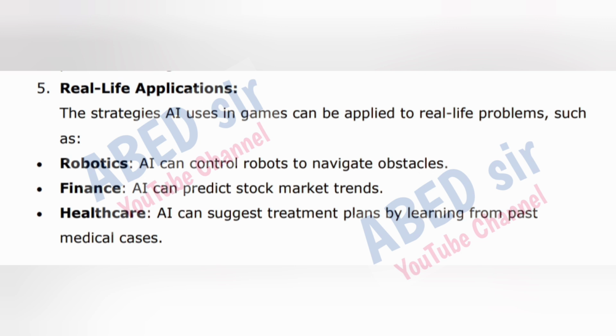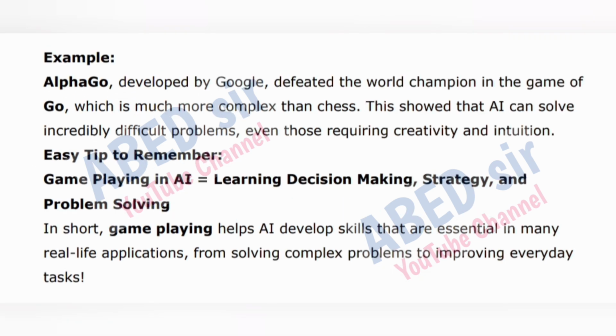5. Real-life applications. The strategies AI uses in games can be applied to real-life problems, such as robotics. AI can control robots to navigate obstacles. Finance. AI can predict stock market trends. Healthcare. AI can suggest treatment plans by learning from past medical cases. Example: AlphaGo, developed by Google, defeated the world champion in the game of Go, which is much more complex than chess.